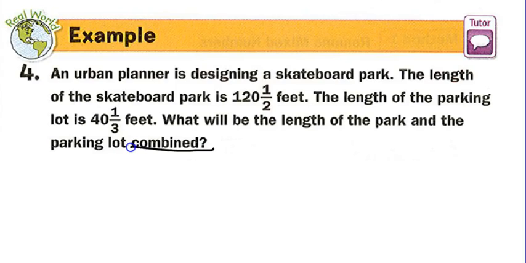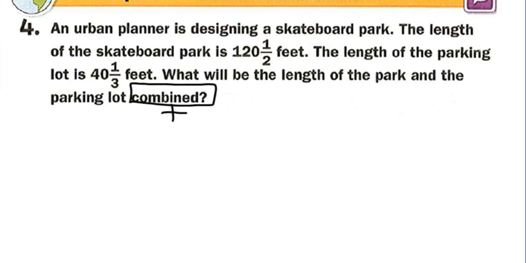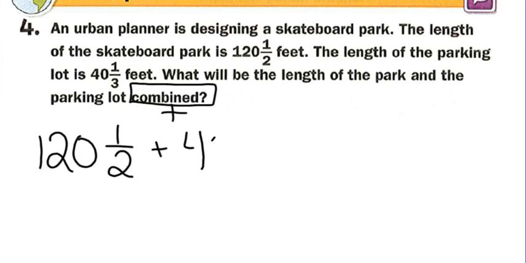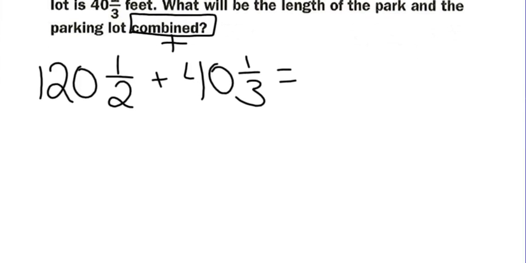The key word here is combined. That tells us that we want to do addition. So we are going to add 120.5 plus 40 1/3. Okay, so it's an addition problem. Addition problems are real simple. Add your fractions and then add your whole numbers.